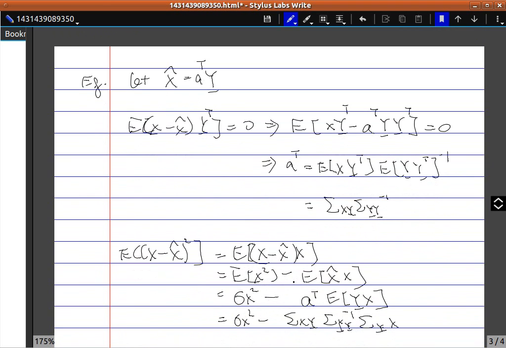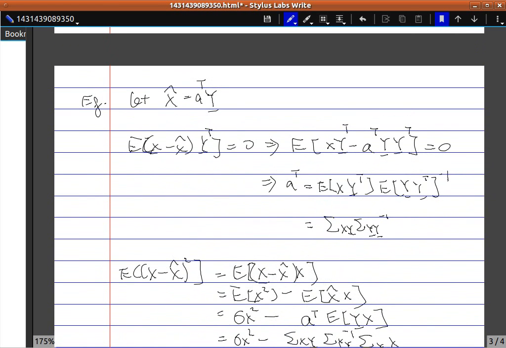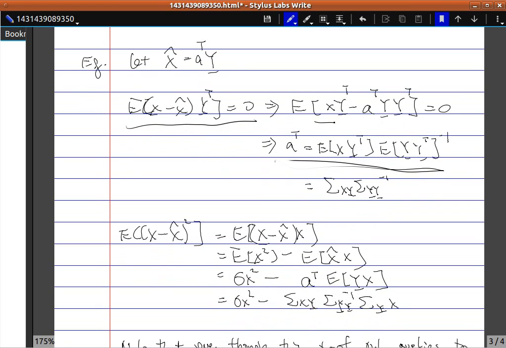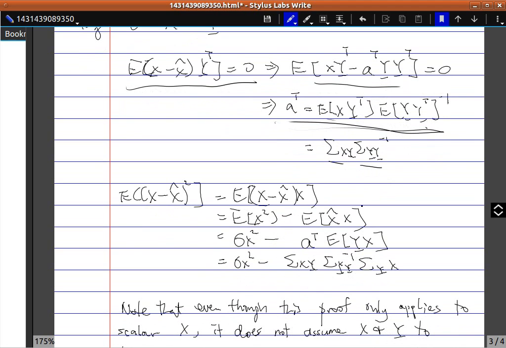So let's look at one example here. Let me use the orthogonality principle to find the optimum A here. Because of the orthogonality principle, I have this is equal to 0. So I can expand that and substitute x hat into it, and therefore A transpose is just equal to that. If I assume everything is zero mean, then this is equal to sigma xy times sigma yy inverse, where this is sigma xy, and this is sigma yy.